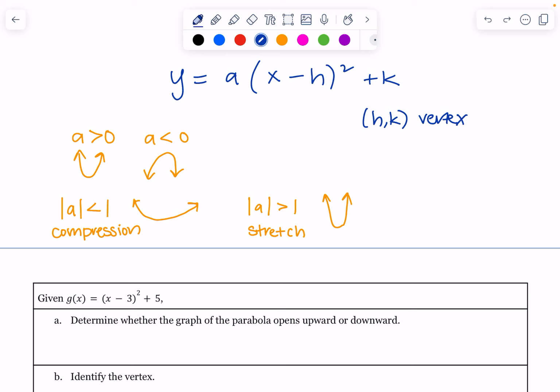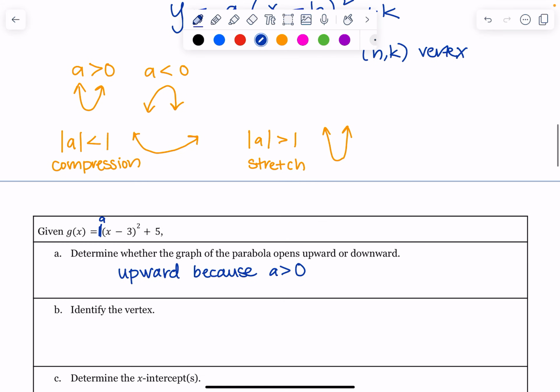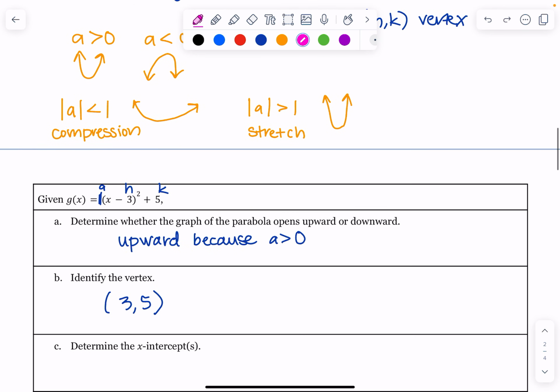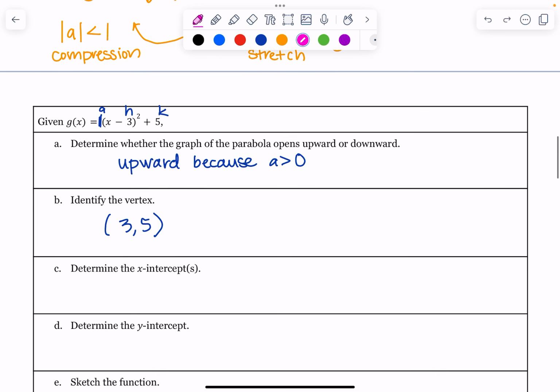So it says given g of x equals (x minus 3) squared plus 5, determine whether the graph of the parabola opens upward or downward. This one opens upward because a is greater than 0. That a right here, you can't see it, so that would be a 1. Identify the vertex, so the vertex is (h, k). The vertex for this one would be (3, 5). Notice here that the formula has a minus sign in it, so we just look at the number, not the minus sign. So that h would be 3.